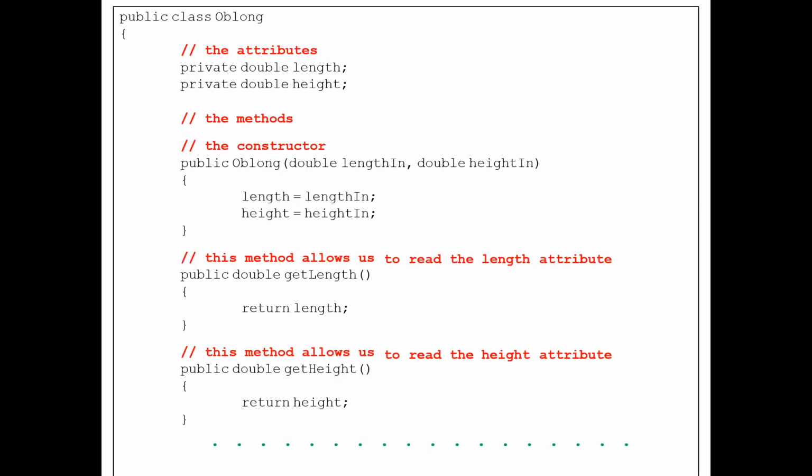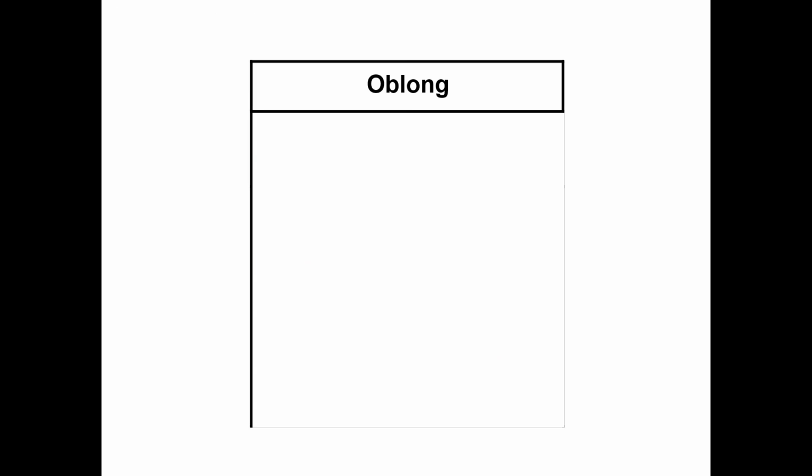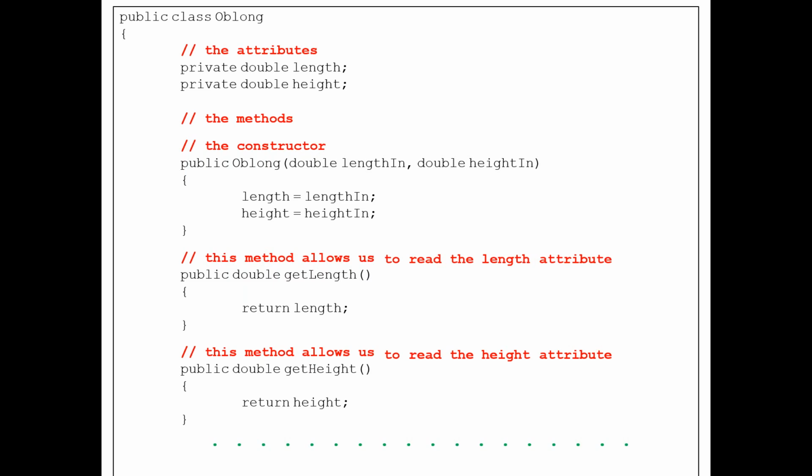So if we look into this example of an oblong, which is a type of rectangle, our rectangle is going to have a length and a height, which are going to be our attributes, as in the example I made for the car. And then we have a constructor. A constructor allows us to insert some parameters for our attributes. It allows us to declare our attributes.